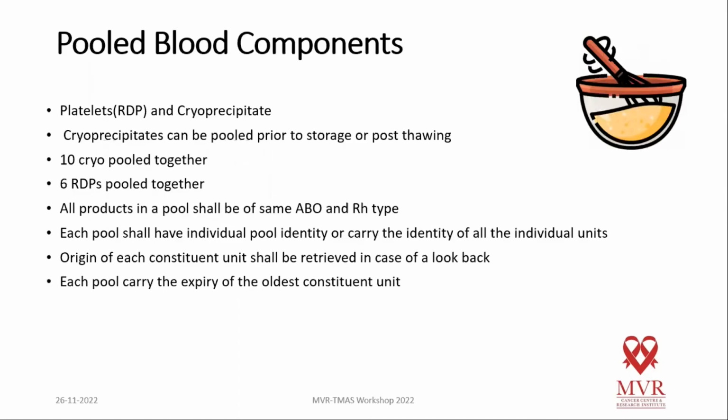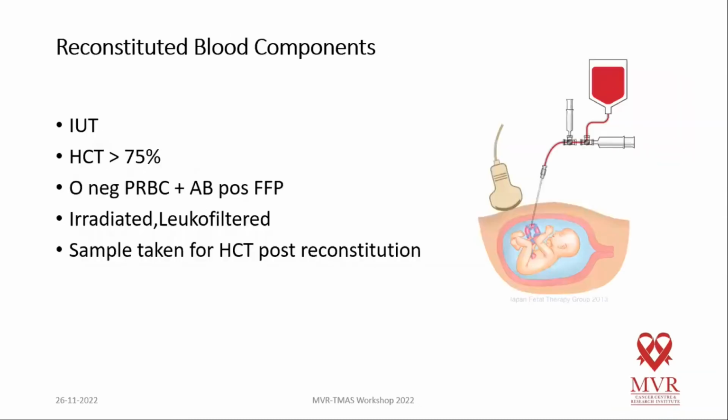Coming on to pooled blood components, we can pool both platelets and cryoprecipitates. Cryoprecipitates can be pooled prior to storage or after thawing. The same group has to be pooled together. That's very important, ABO and Rh type. Each pool shall have an individual pool identity. A separate number has to be given. That's specifically written in the Gazette 2020. Or it should carry the numbers of all the individual units that have been pooled. And the origin of each constituent unit shall be retrievable in case of a look back. So you should have a good idea which components constituted this particular pool. And each pool should carry the expiry of the oldest constituent unit. So that's very important.